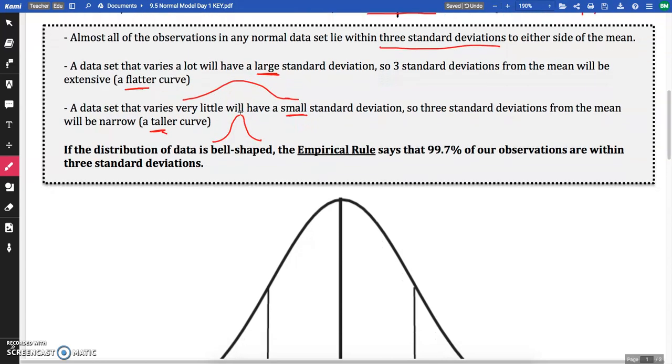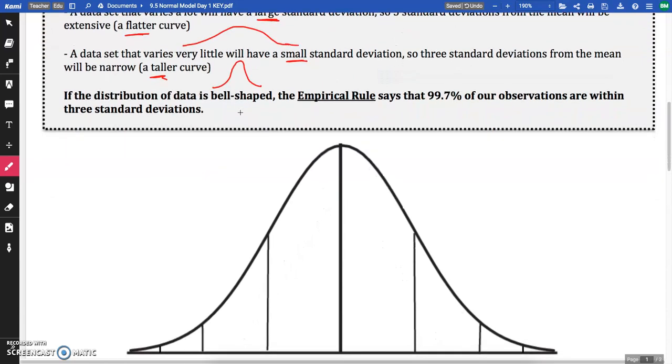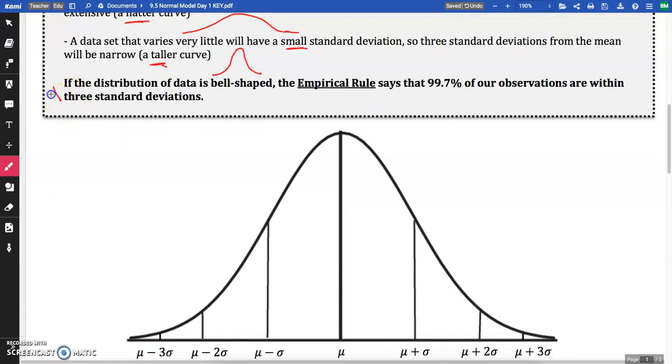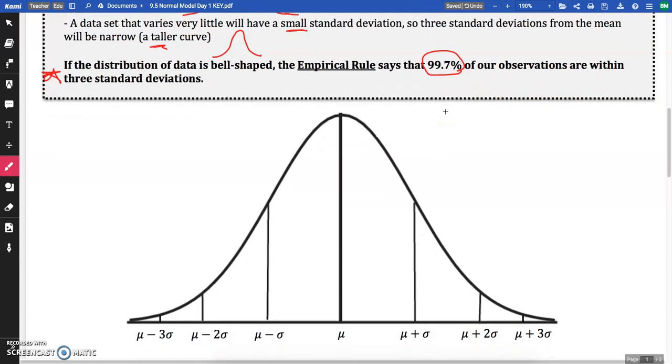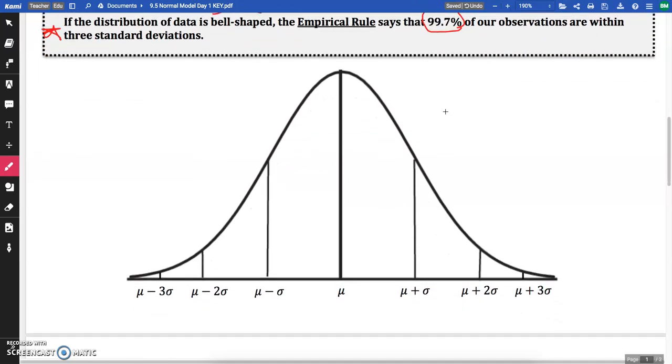The big idea here is this last one. Not only do we say most of the data is within 3 standard deviations, mathematicians have done a lot of research and analysis and studies of normally distributed data, and they've found that it's specifically 99.7% of the data within 3 standard deviations. So let's look a little more closely at some of these values.